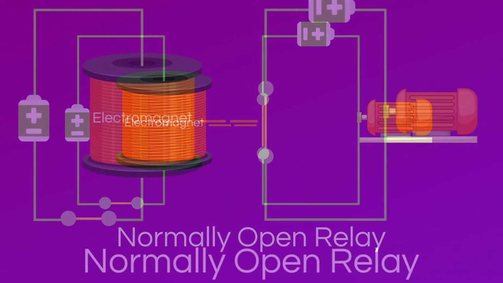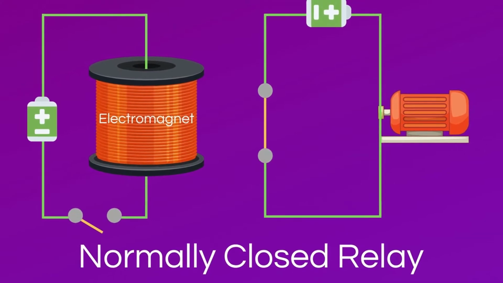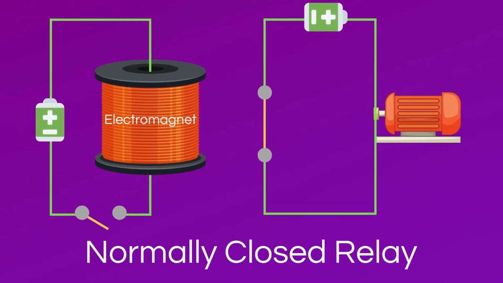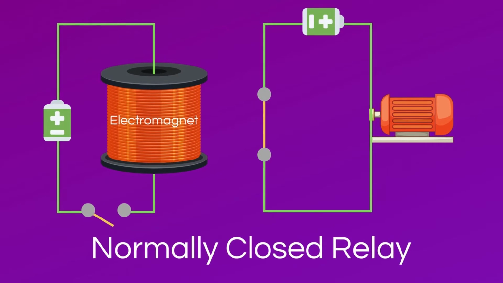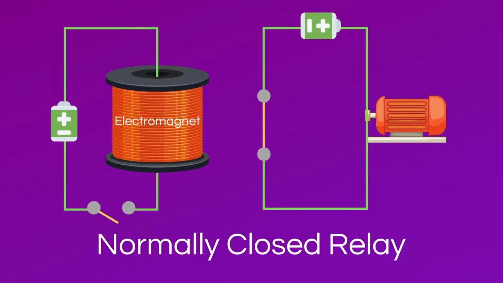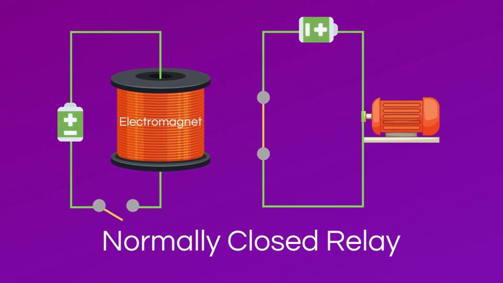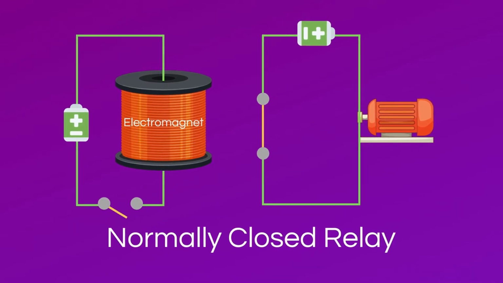A normally closed relay shown below also uses a mechanical switch and electromagnet to activate the relay. However, in a normally closed relay, the electromagnet pulls the switch into the open position.